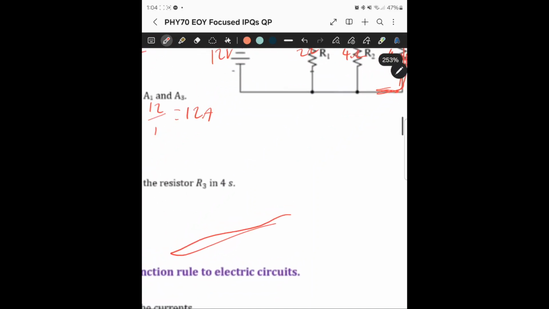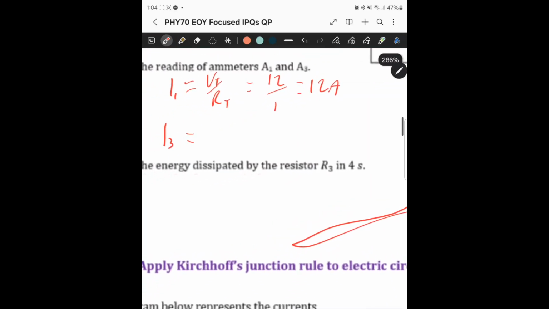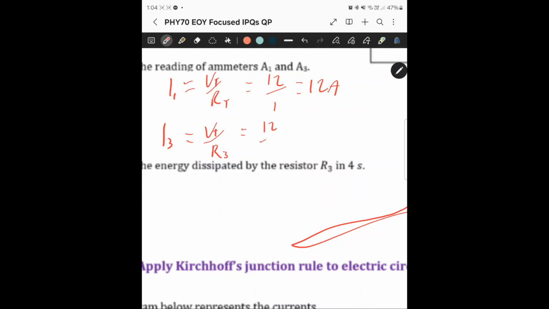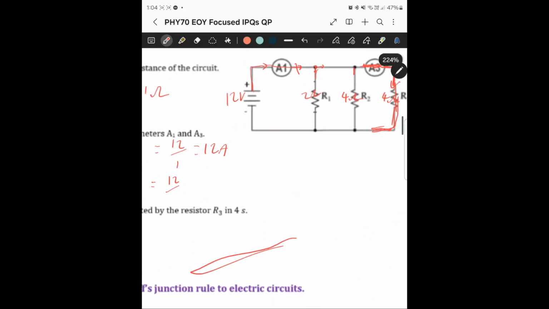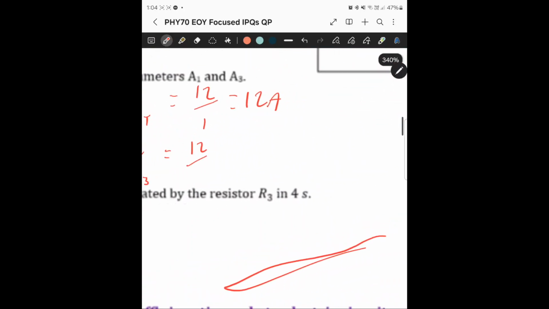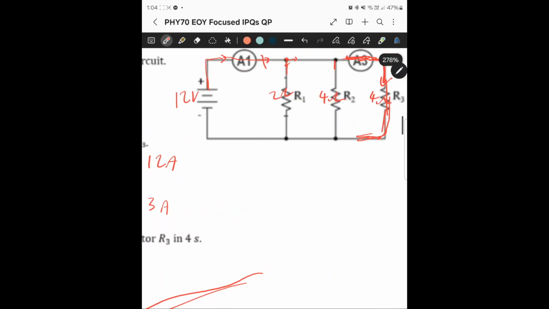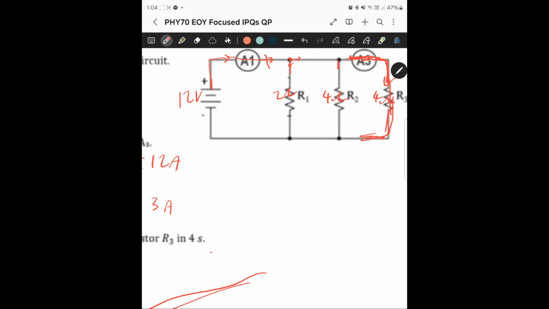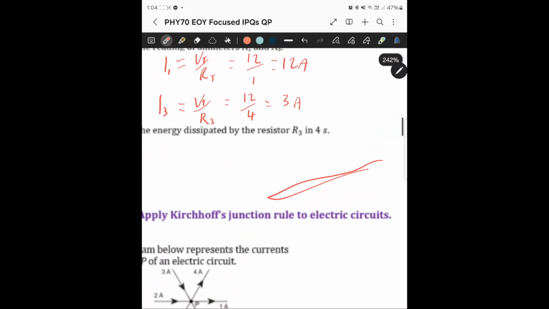So I'm going to use the voltage divided by that resistor only. V over R3 only. The V was 12 and R3 was, what was it, 4? 4 ohms. 12 over 4. 4, 8, 12, that is 3 amps. It splits up, so you can figure out the resistance in each of the branches, and they should all add up to 12 amps in this case.